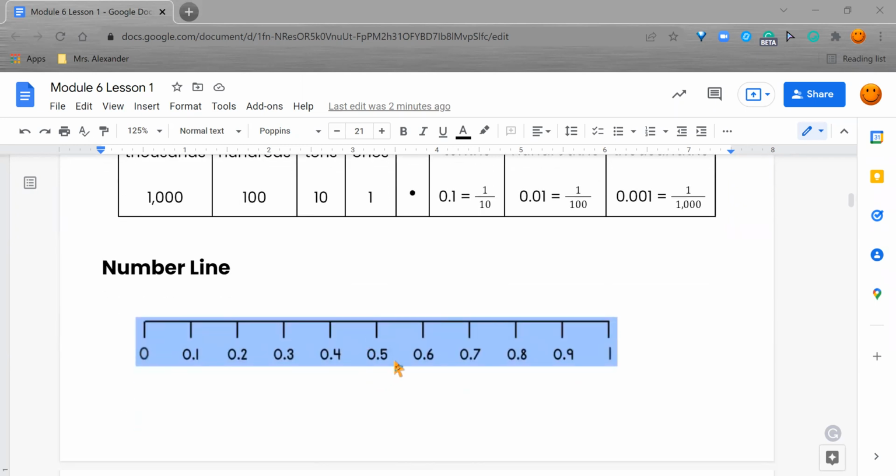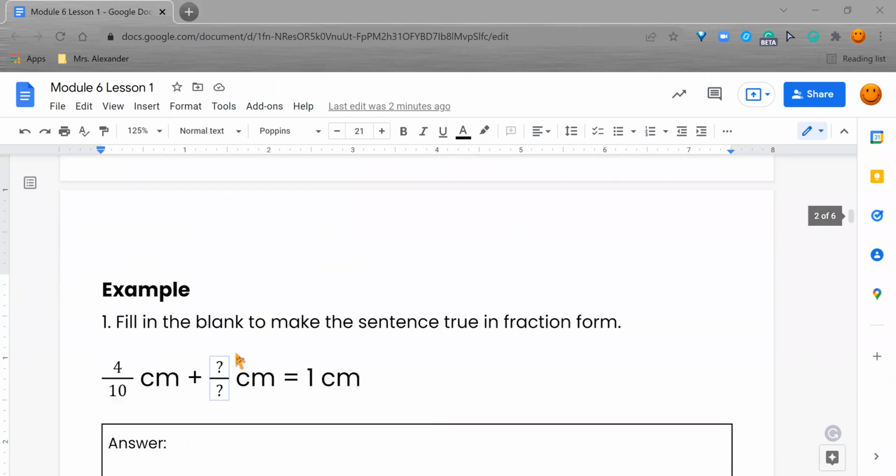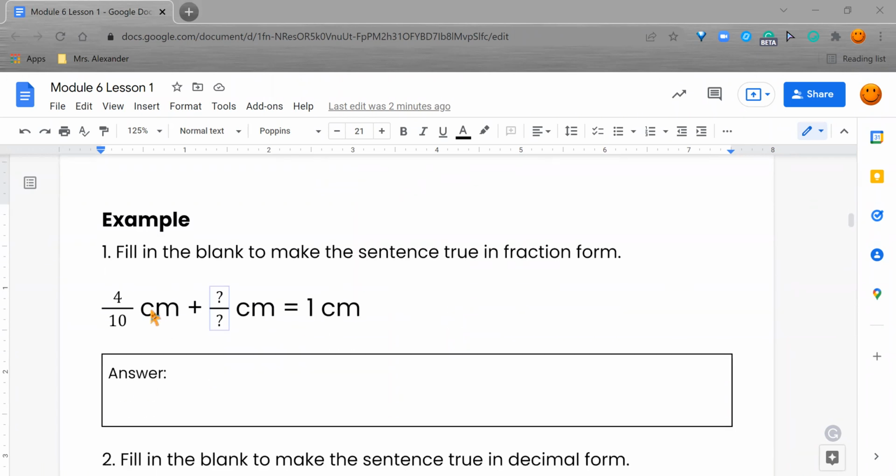And then we have a number line here in decimal form. Let's go look at some examples. So we need to fill in the blank to make the sentence true in fraction form. So I have 4/10 centimeters plus something centimeters equals 1 centimeter. One of the first things we should notice is we're adding.